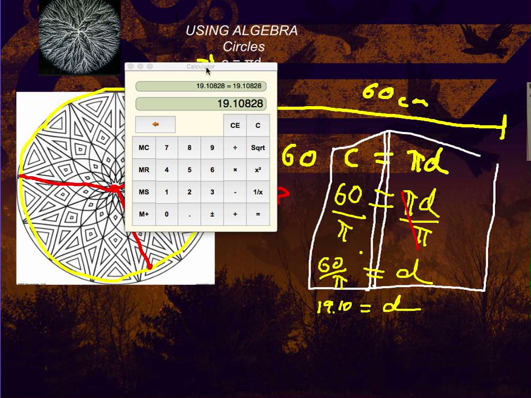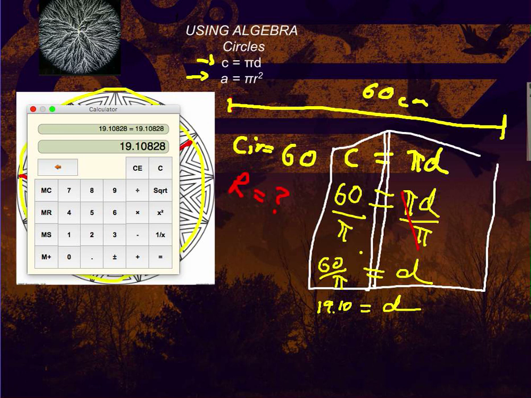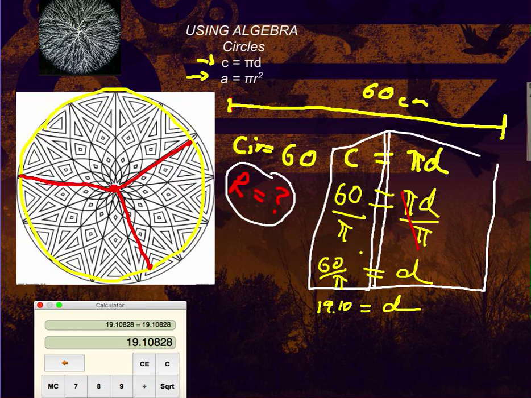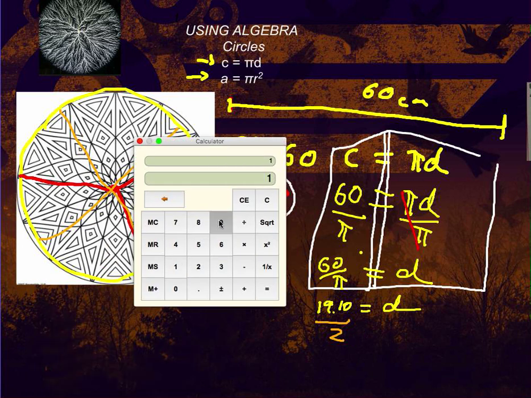However, our question is radius. We want to find the radius. We don't want to find the diameter. Well, you should recall, the diameter is twice the length of the radius. The diameter goes from one part of the line of the circle to the other. It goes all the way across. The radius is simply half of that. So we take that number, we divide it by two, and we are going to get our answer. So 19.1 divided by 2 should give us 9.55. So our radius of the circle equals 9.55.